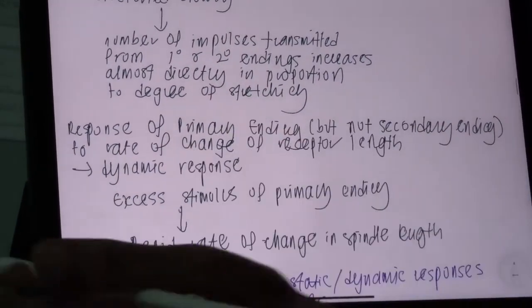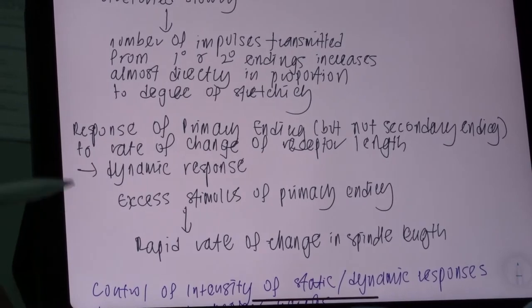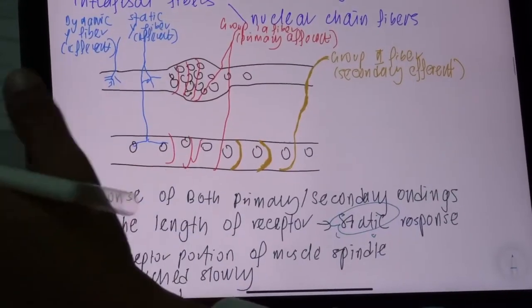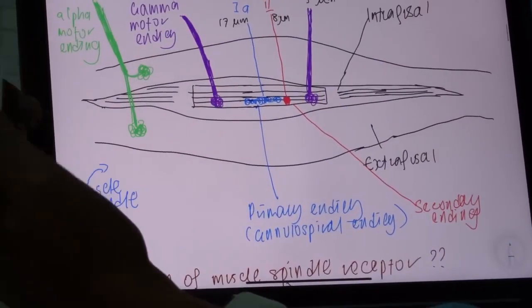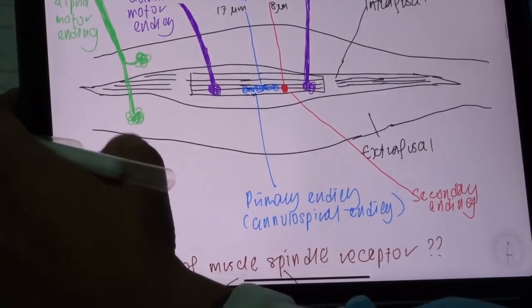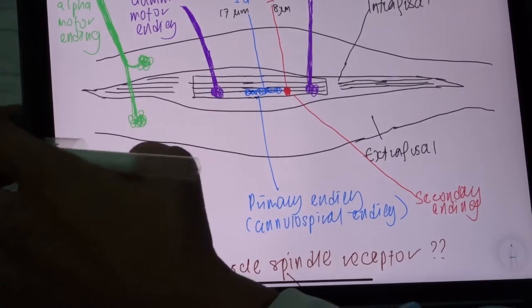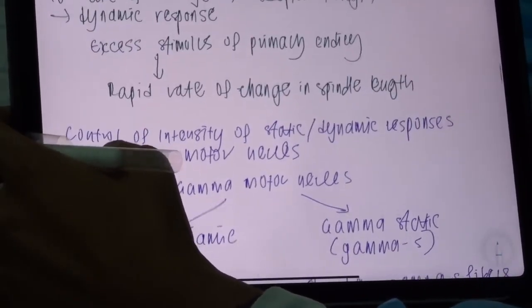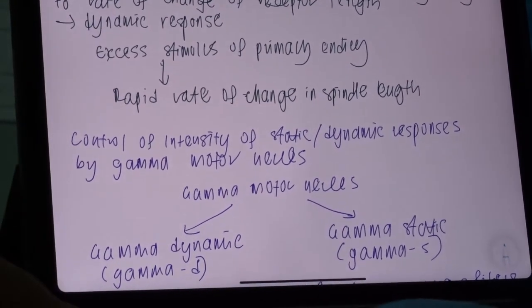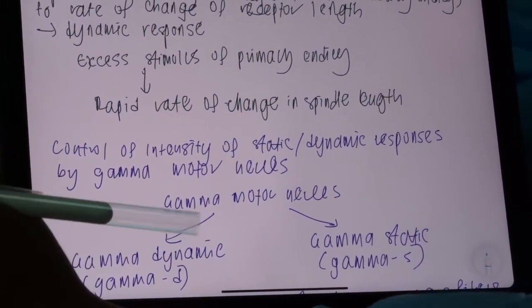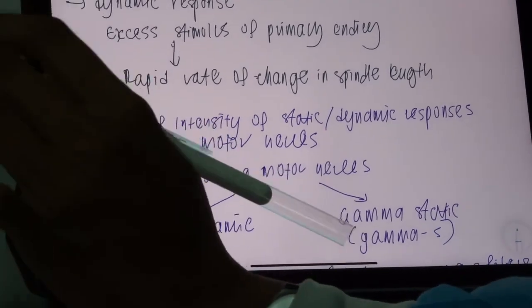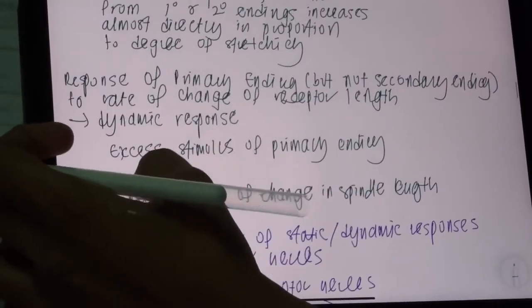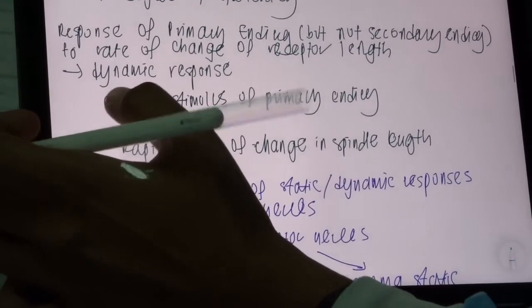So dynamic is usually excess stimulus in the primary ending. Okay, then it will cause a rapid rate change in the spindle length. So it won't affect the secondary ending, but only the primary ending, or the dynamic. If static, both primary and secondary endings are affected.